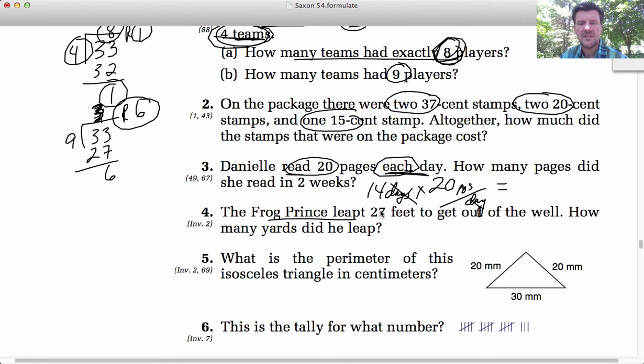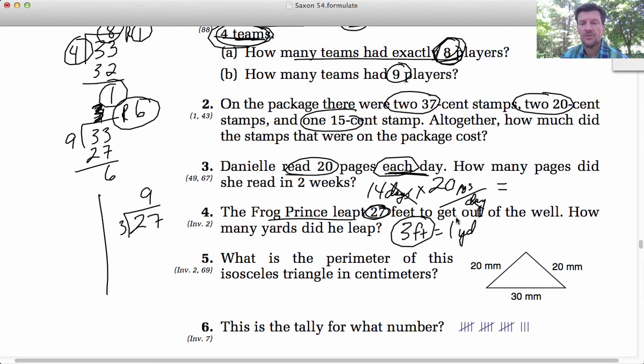The Frog Prince needed to climb 27 feet to get out of the well. How many yards? Well, there are 3 feet in 1 yard. So if you go 27 feet, you're going to divide that by 3. So if you take 27, and you divide that by 3, you're going to get 9. So that's 9 yards.